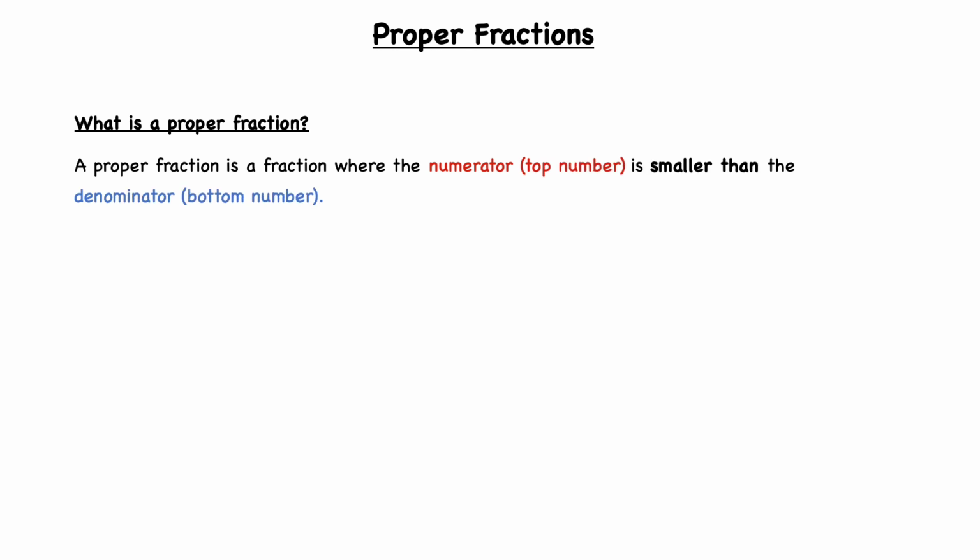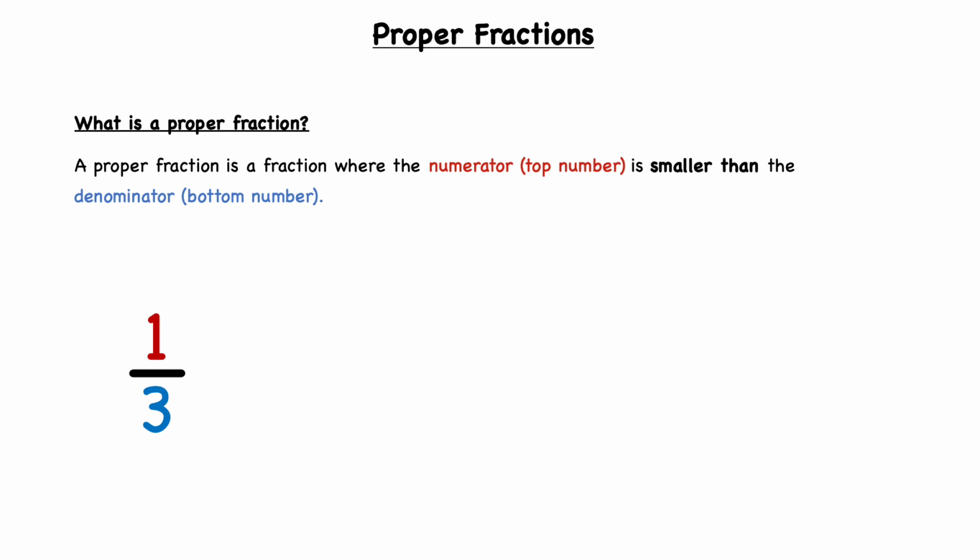These are fractions where the numerator, the top number, is smaller than the denominator, the bottom number. Proper fractions represent values that are less than 1. For example, take 1 over 3, also called 1/3. The numerator is 1, which is smaller than the denominator, 3, so this is a proper fraction. If we convert it to a decimal by dividing the numerator by the denominator, we get 0.33, which is less than 1, confirming it's a proper fraction.